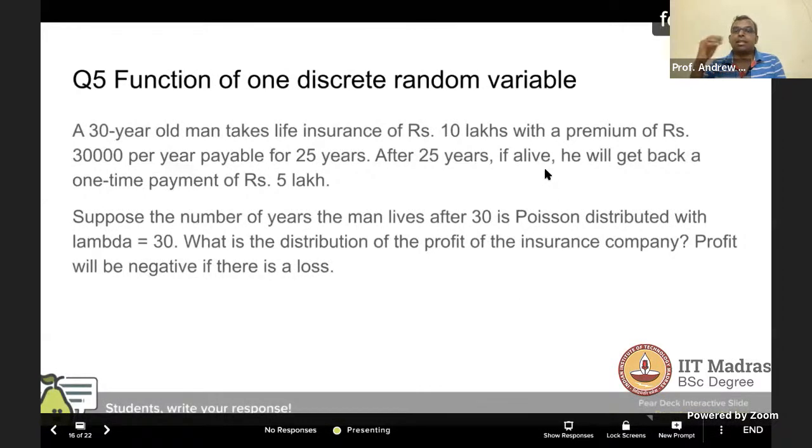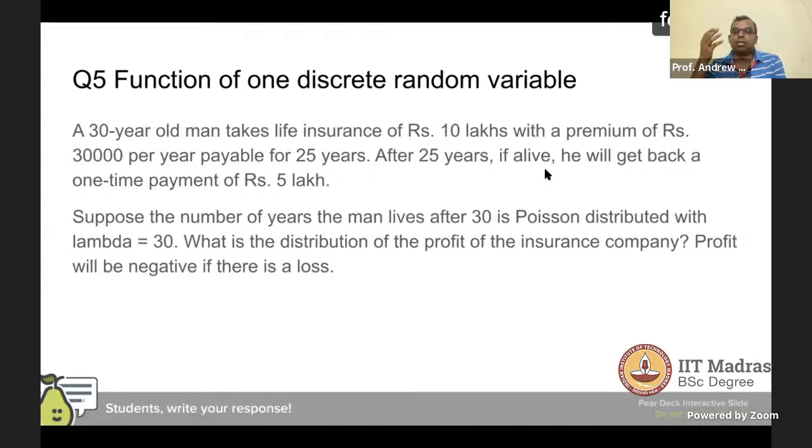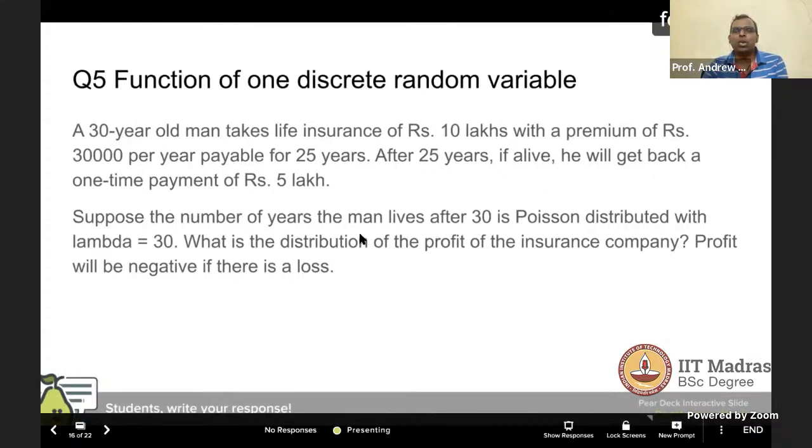And if you live, in the high probability case, and you're alive after 25 years, the insurance company will give you a one-time lump sum payment, 5 lakh. Yeah, I'm sure it's a very bad policy. I agree with you. I just cooked up some numbers for the sake of this problem. You can go and look at any of those policies out there. They are sort of like this. Maybe they'll give you some more money after some time. This is some variation of this, okay?